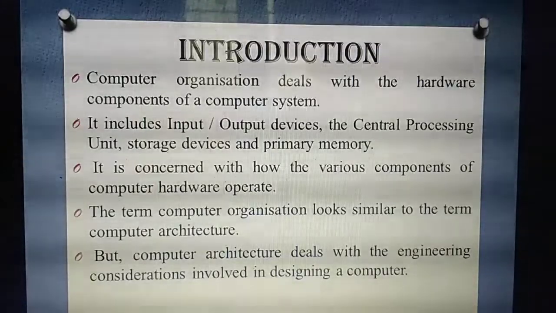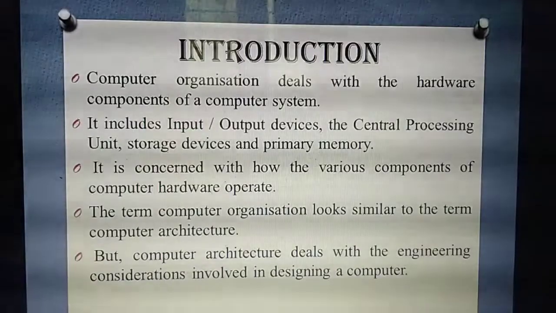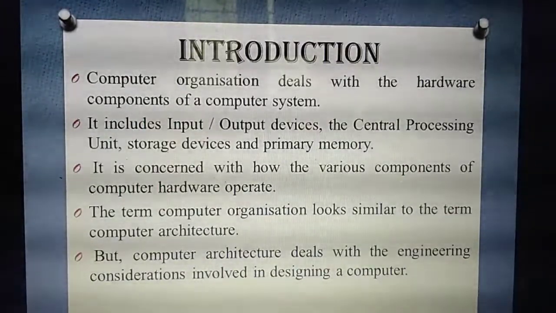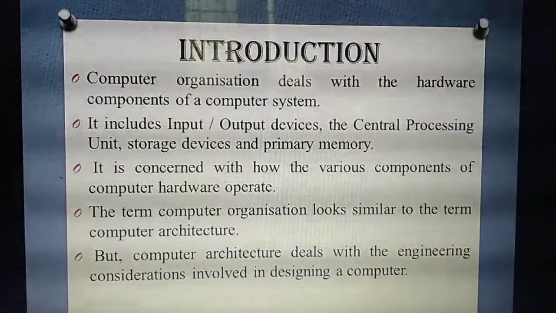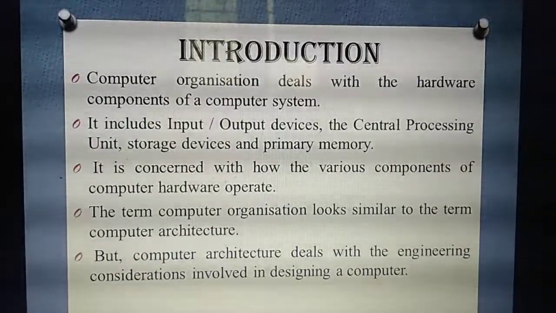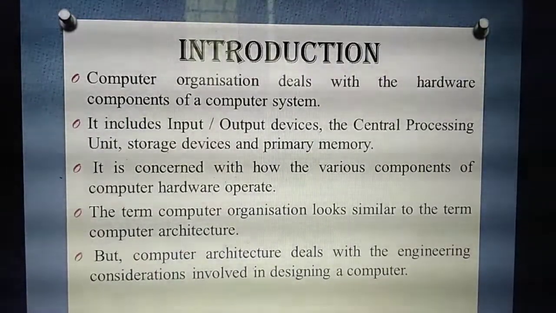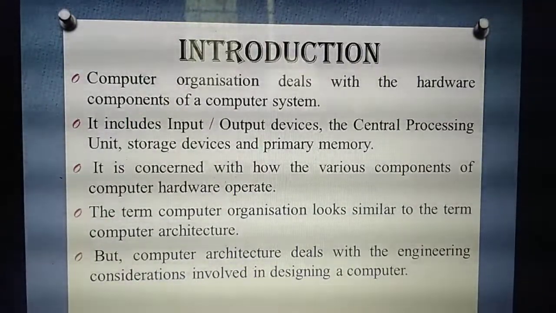So what is inside the central processing unit? Storage devices. And in storage devices, what are the devices? Memory. How many types of memory are there? Two types. What are they? Primary memory as well as secondary memory. Isn't it? As I said at first, for the computer to work properly, both the hardware and the software components need to work properly. So this computer organization mainly deals with the hardware components of the computer system.